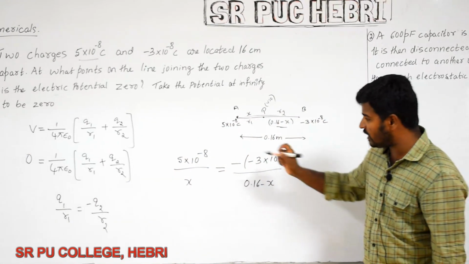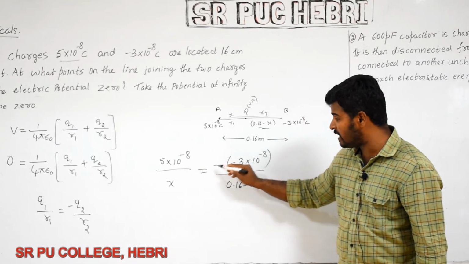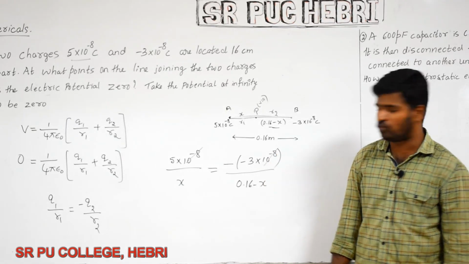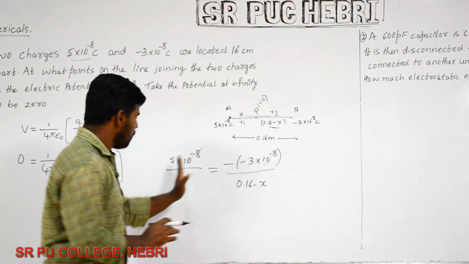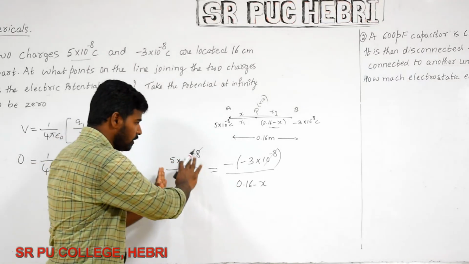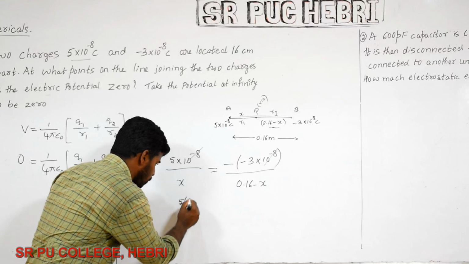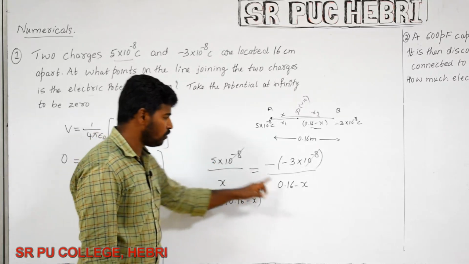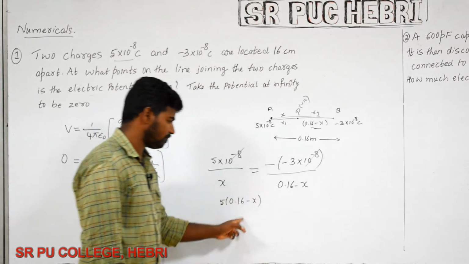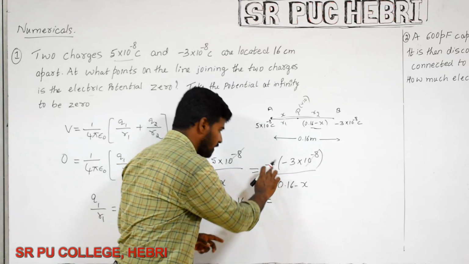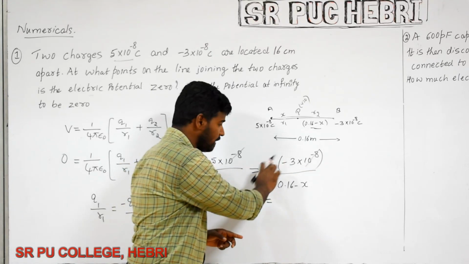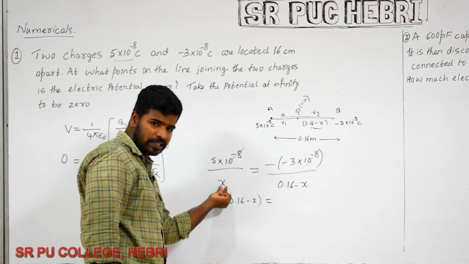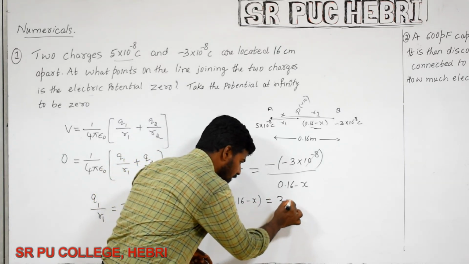Is it clear? Now in the term 5 into 10 raised to the power minus 8, minus of minus will be plus, and 10 raised to the power minus 8 gets cancelled out. Cross multiplying the equation, we get 5 into 0.16 minus x is equal to, by cross multiplying, minus of minus will be plus, so the term 3 remains, multiplied with x. So the equation becomes 3x.